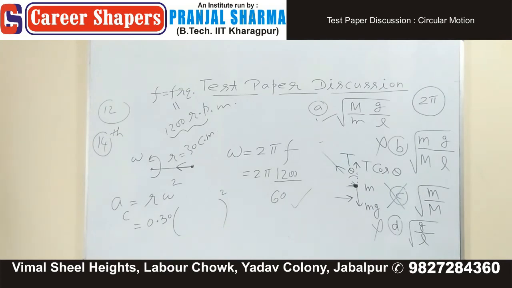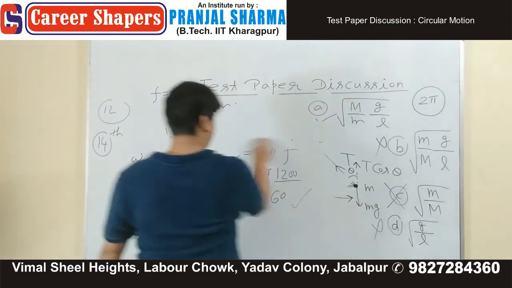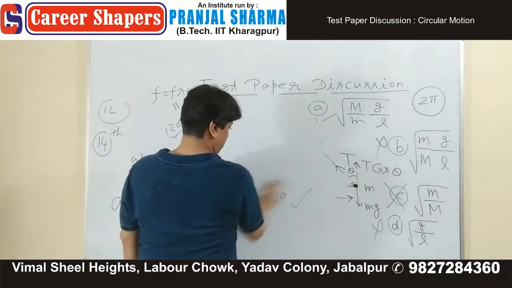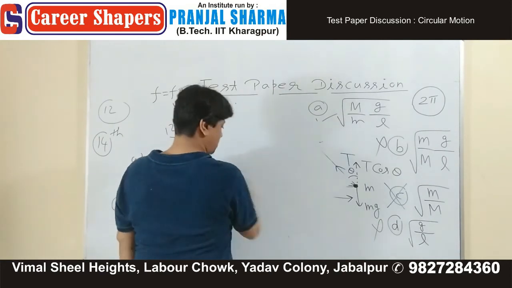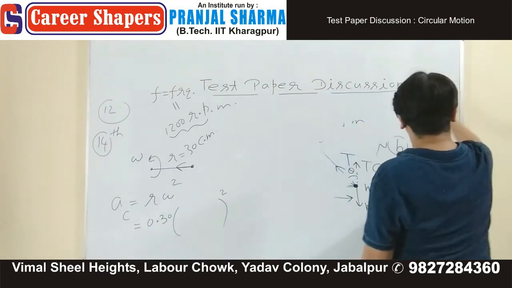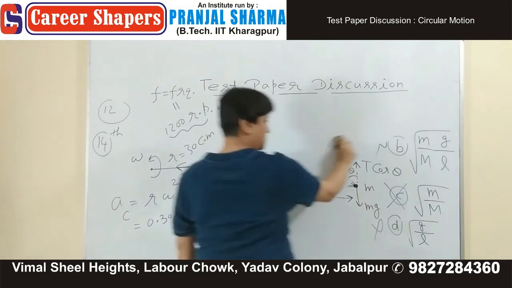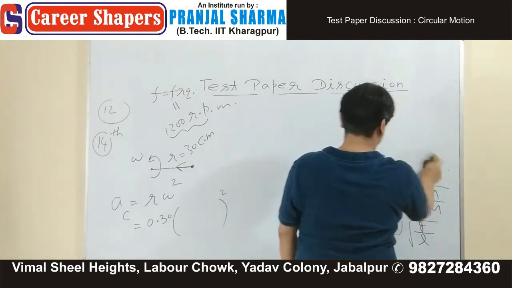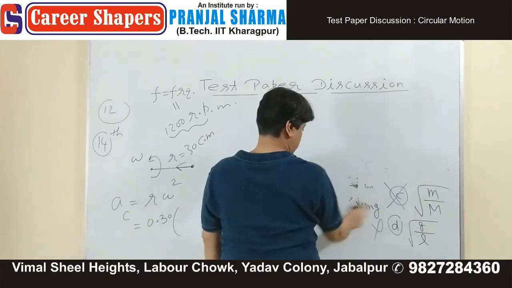Then 15th. A block of mass m is placed on a smooth wedge of inclination theta. The whole system is accelerated horizontally so that the block doesn't slip on the wedge. The force exerted by the wedge on the block has a magnitude of, this is coming from laws of motion. Those of you who have seen lectures on motion of an object on an inclined surface, we have already done exactly the same question. Let's answer the question first.